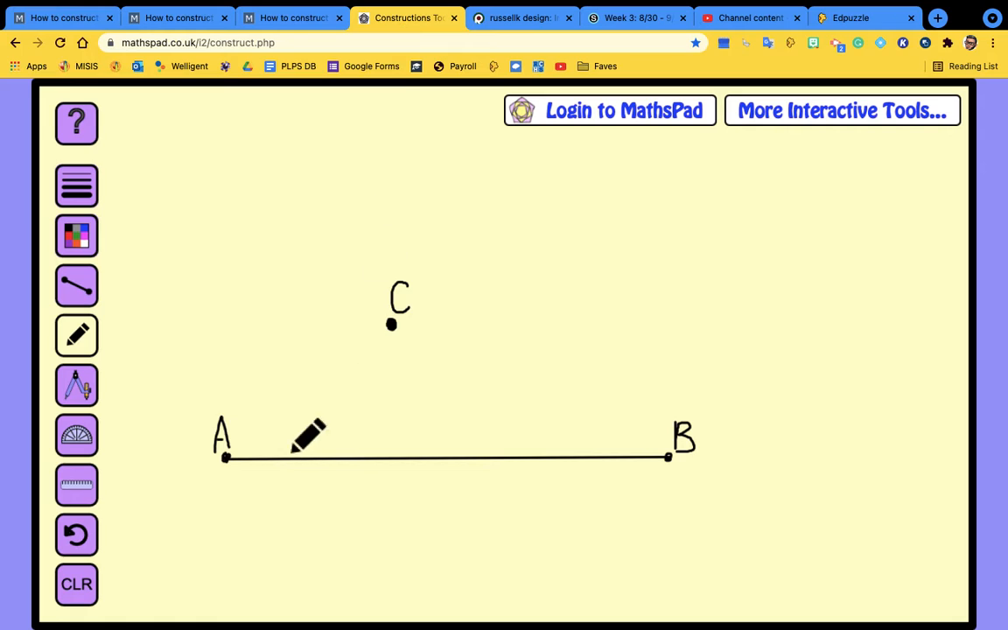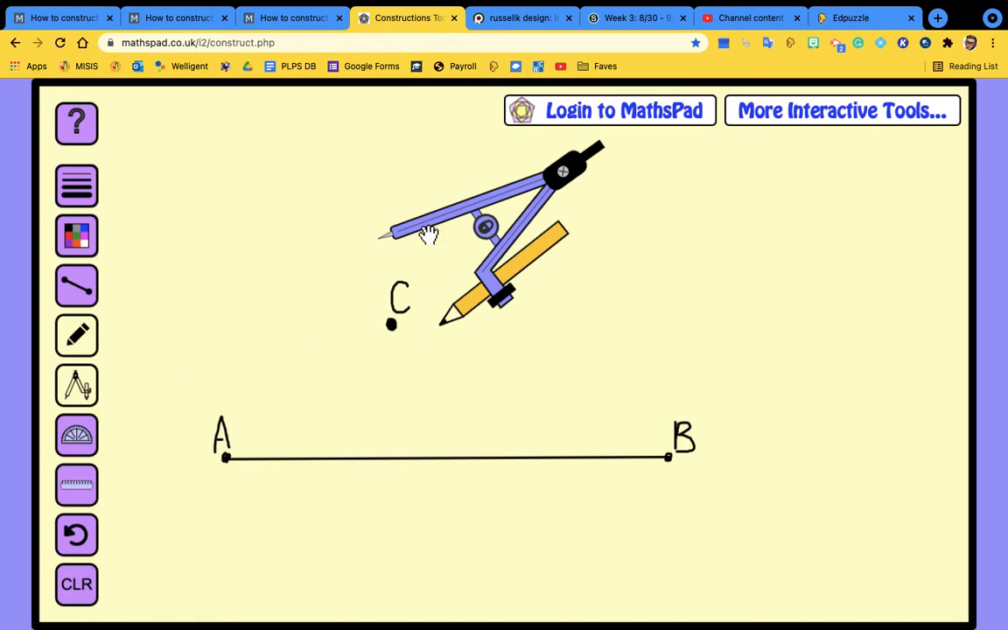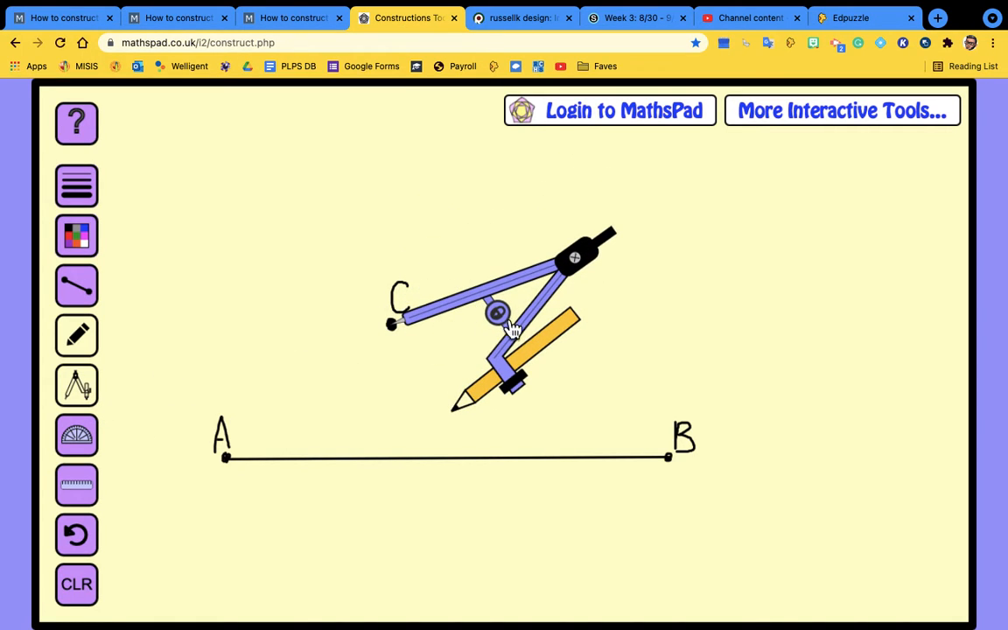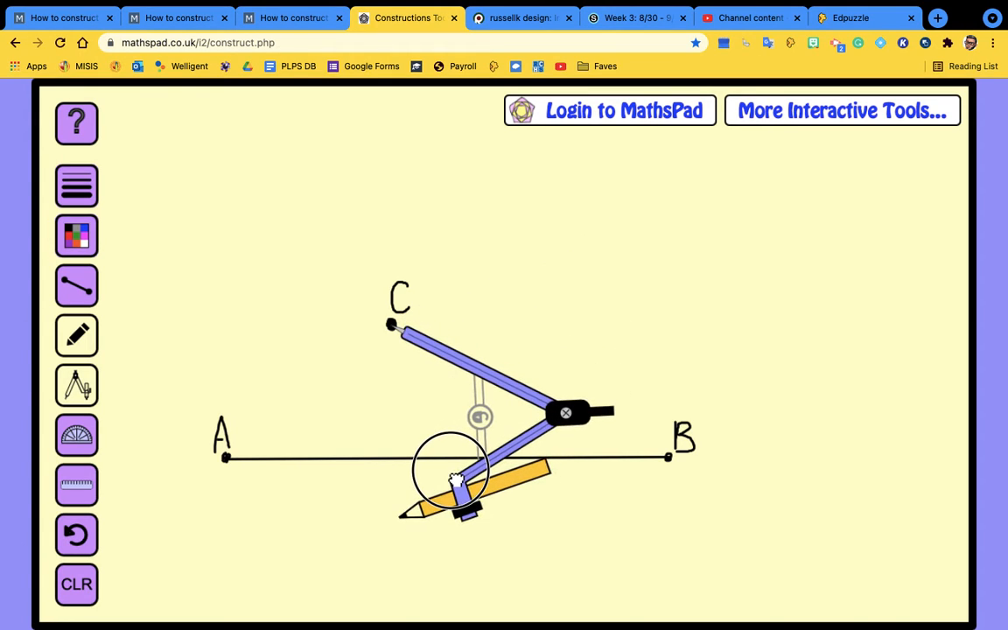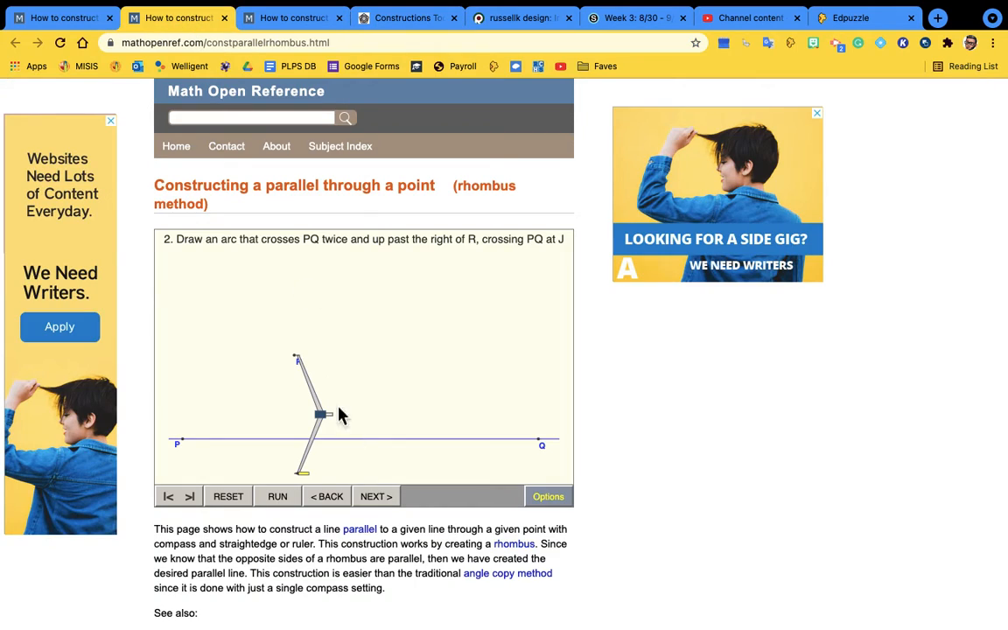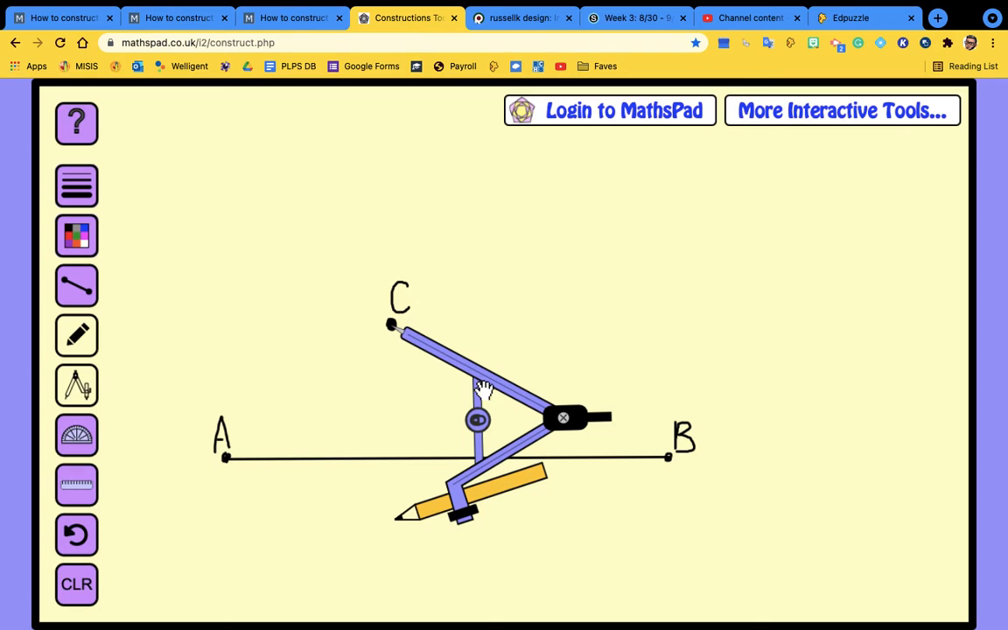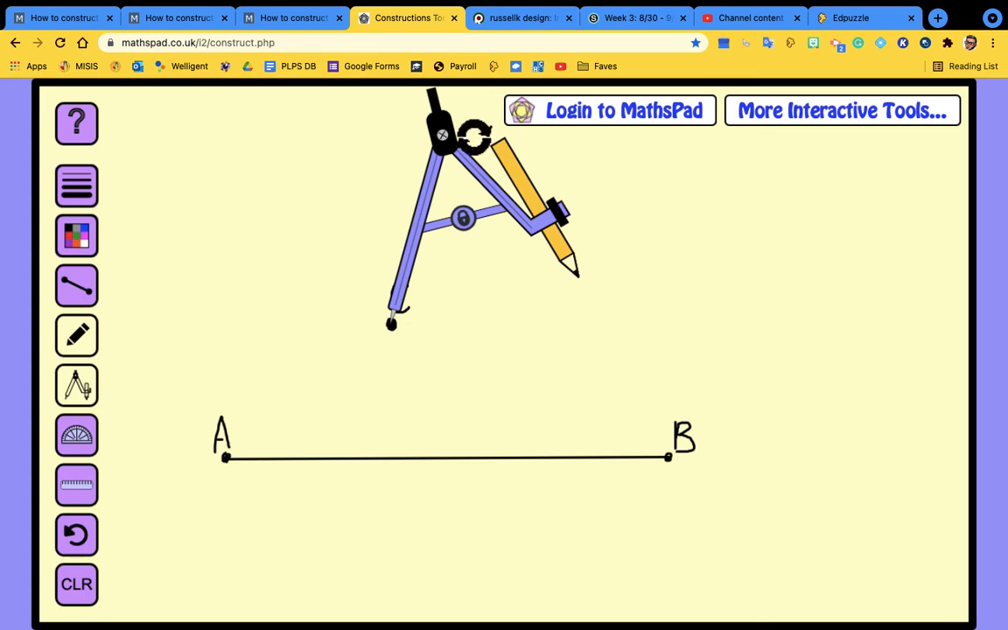So I'm going to open my compass. I'm going to put my compass on C, and I'm going to open it to go below my segment, just like this. Look at that. I'm going to have it go below my segment, and I'm going to lock it. And let's see here. So then we're going to create a half circle.